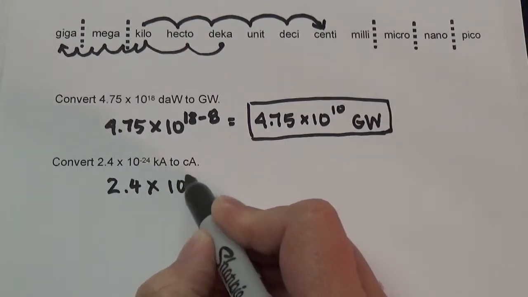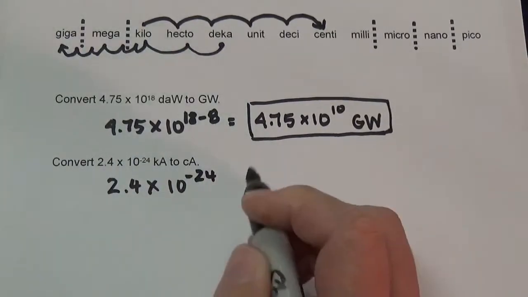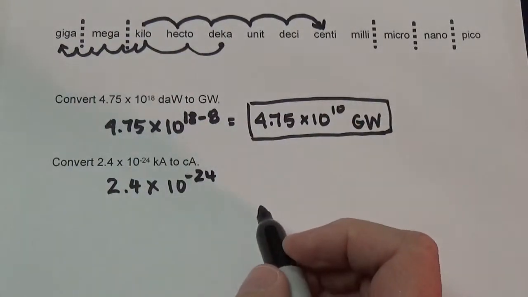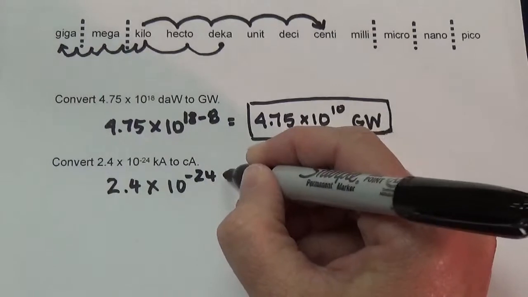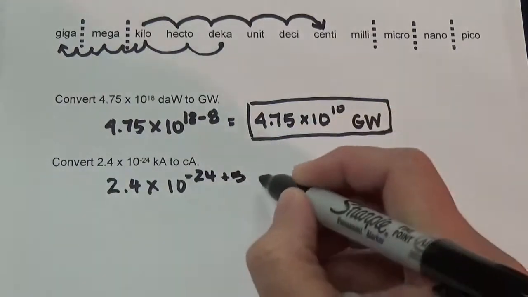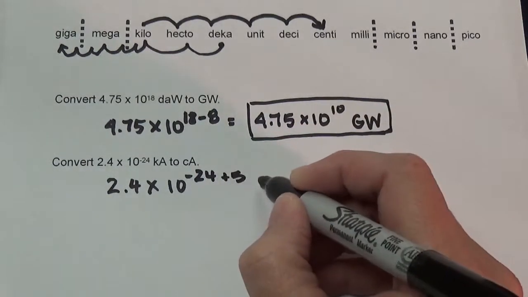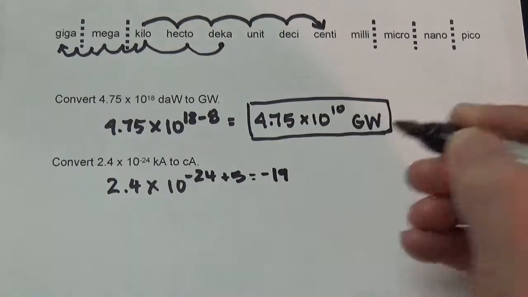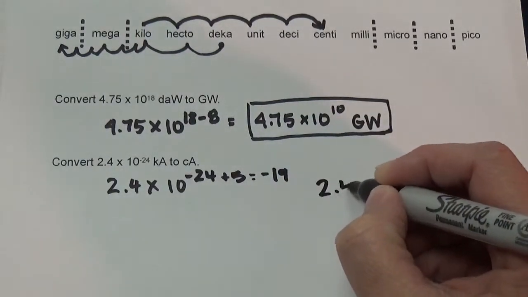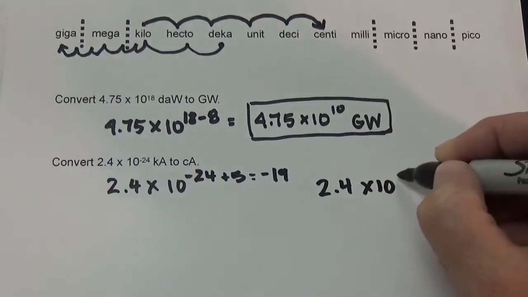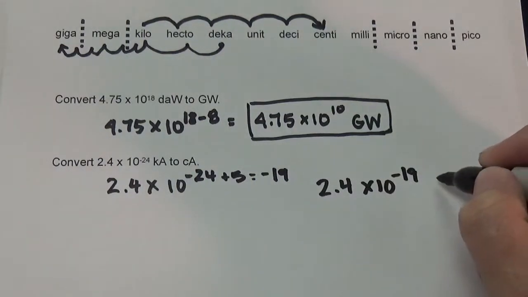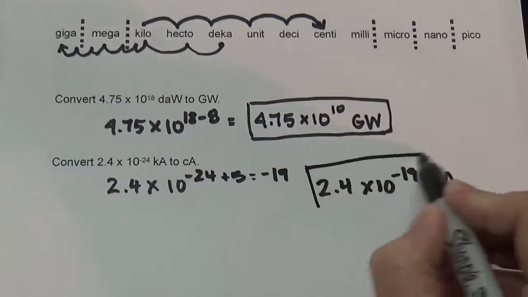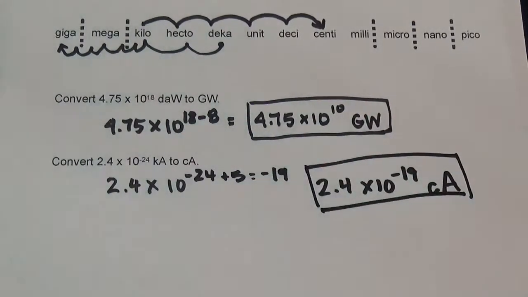times 10 to the negative 24th. Now, because we are moving to the right, we're going to add to the exponent the number of places we moved. So we're going to add a 5. And negative 24 plus 5 gives us a negative 19. So we would end up with 2.4 times 10 to the negative 19th centiamps, because that's what we're trying to find as our correct answer.